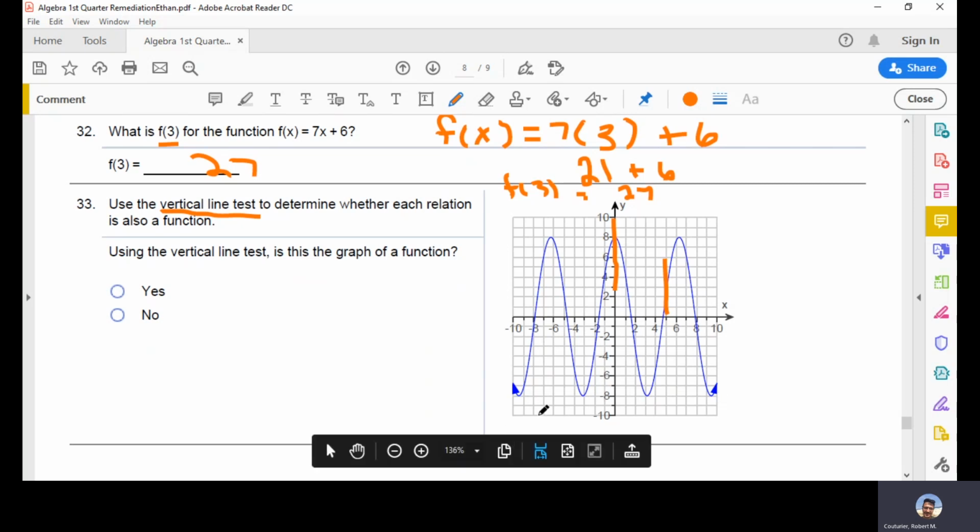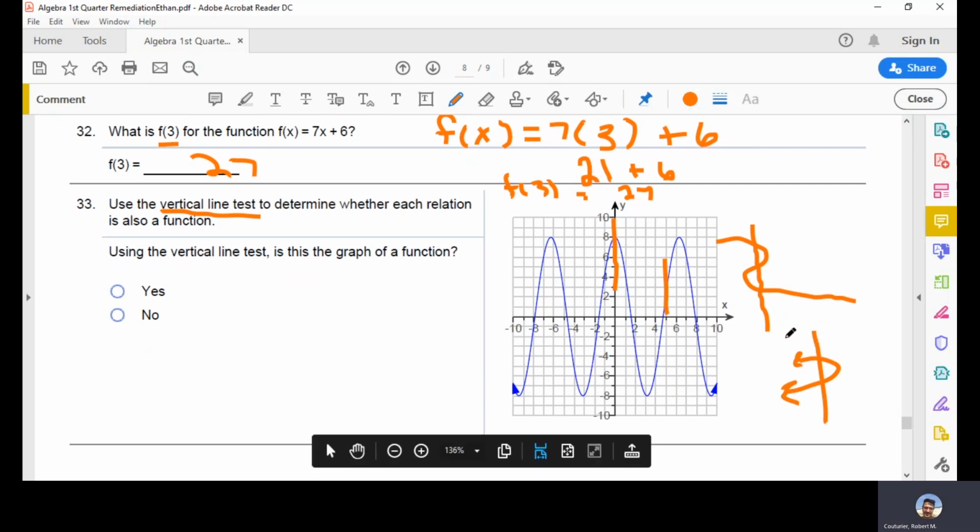that is a function. Notice it doesn't zigzag over like this, where if we were to draw a vertical line, it would then touch 3 times. Or like this, where it would touch twice.